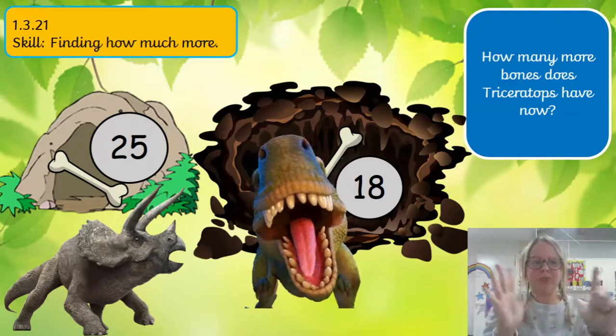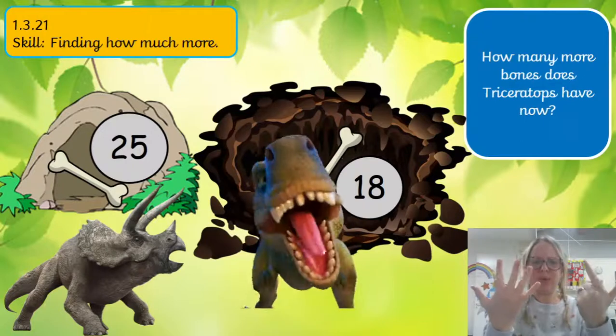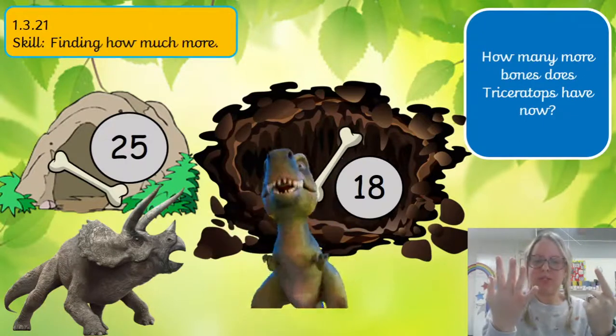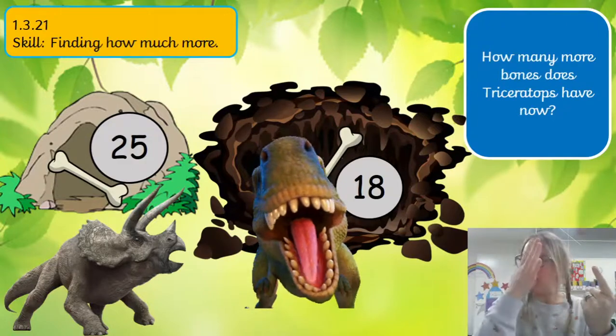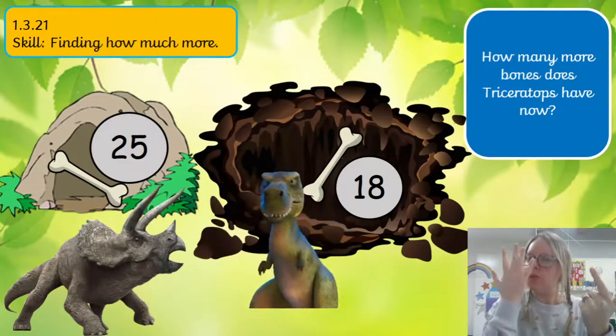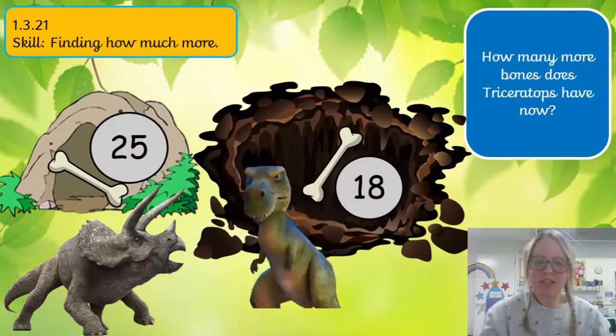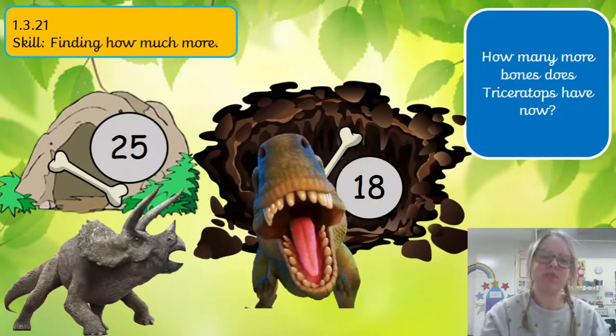Ooh. Now, how do we know how many this is? There's quite a lot of fingers up. So we can count them on our nose like this. Ready? We're going to find the difference. 1, 2, 3, 4, 5, 6, 7. He's got 7 more bones than T-Rex. The difference is 7.